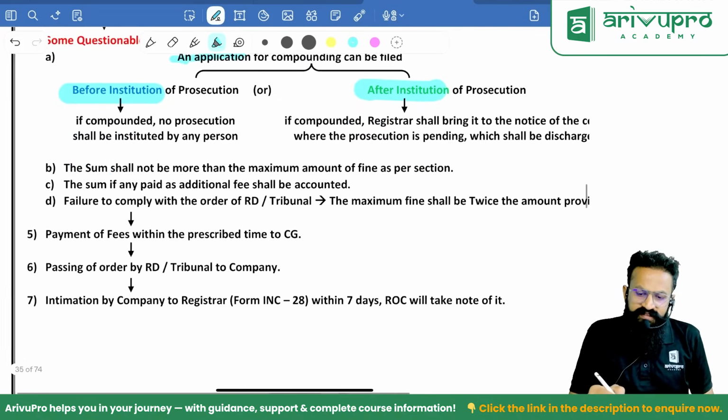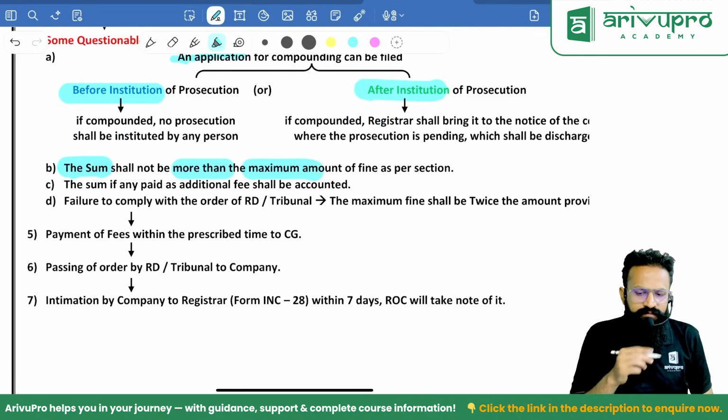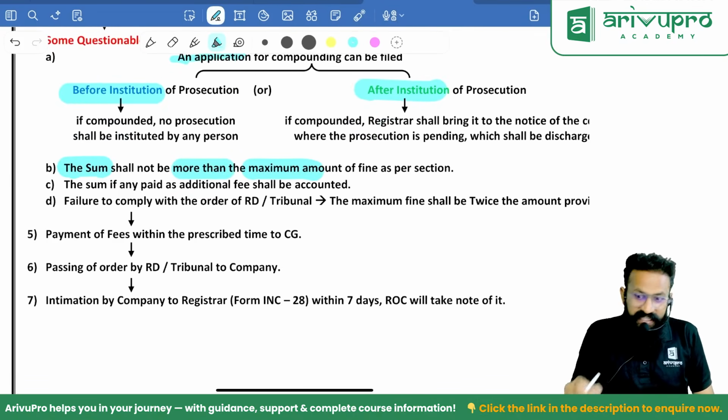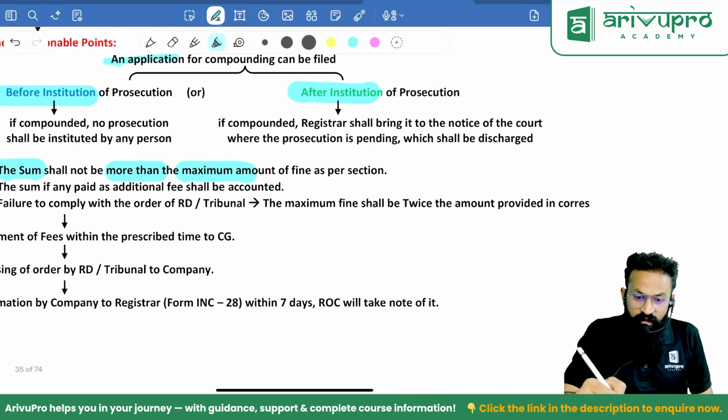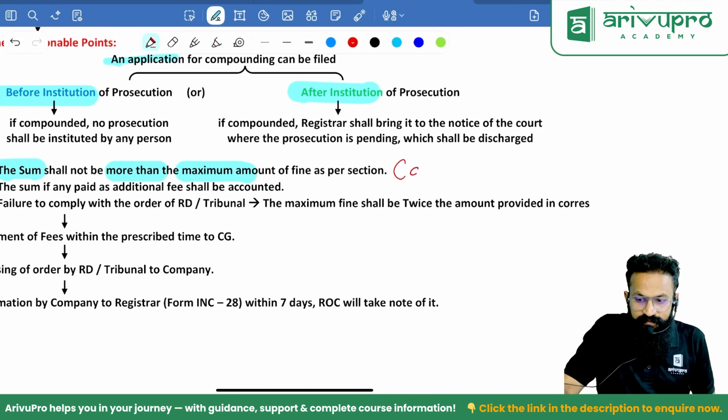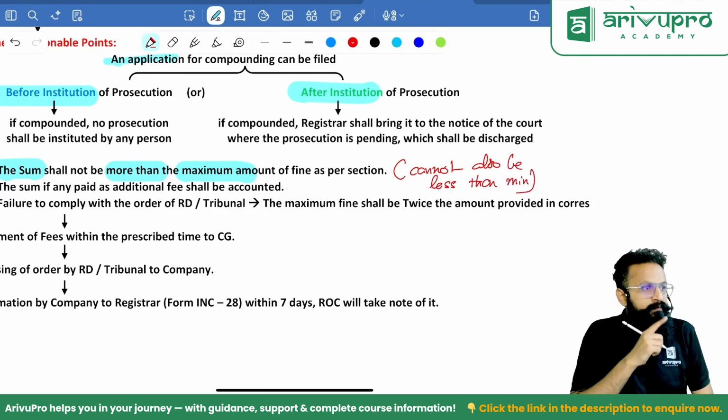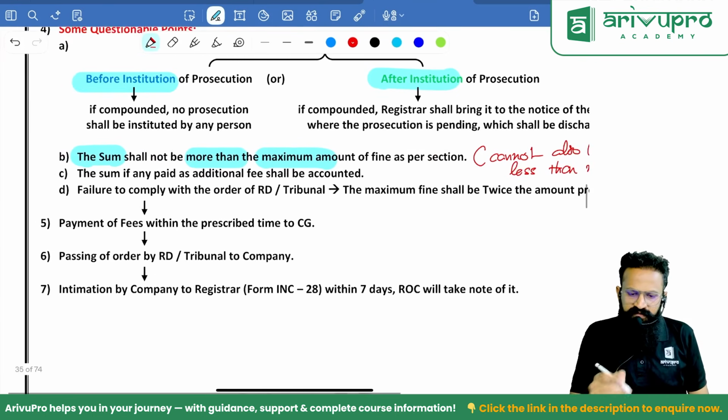Okay. The sum shall not be more than the maximum prescribed. In there, I am also writing it cannot also be less than minimum. Correct? That case law I am giving a reference.